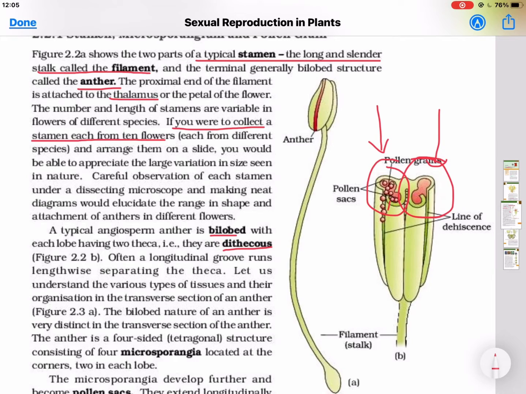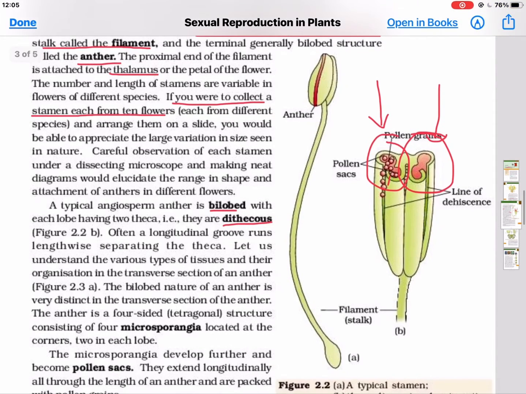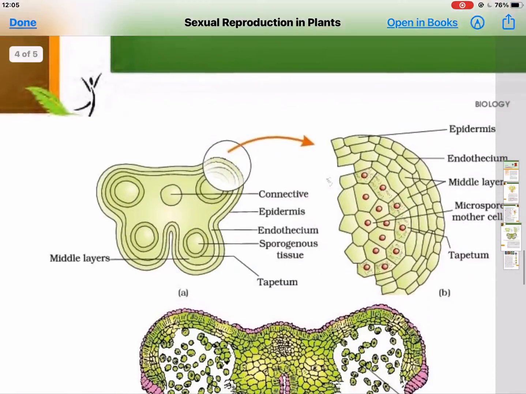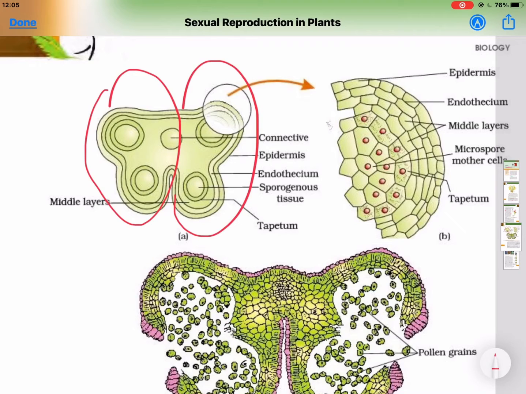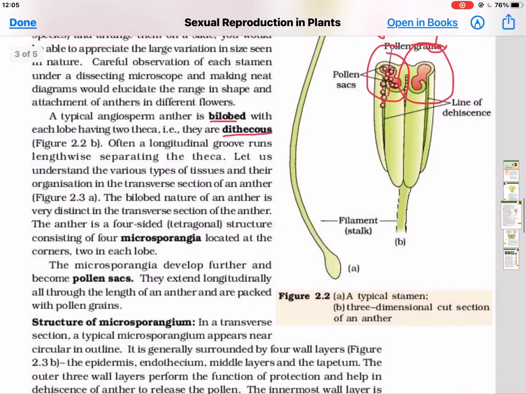थीका मीन्स अ कवरिंग. If you can see 2.2b diagram, each lobe, one lobe, this side is one lobe, this side is one lobe. These are the two lobes and they are covered with the covering, so they are known as bilobed or dithecous. Anther is bilobed or dithecous. दो पार्ट्स बने हुए हैं and they are covered with the theca layer covering. Often a longitudinal groove runs lengthwise separating the theca. बीच में line of dehiscence is present, that is known as groove, जो कि पूरे anther में present है.